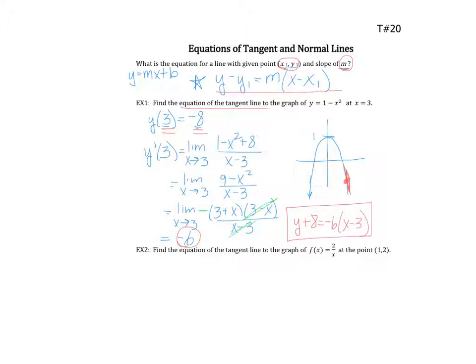Now, granted, if it's multiple choice and they had it in mx plus b, then yes, I'd mess with it. But on free response, know when you can stop, and stop right there. So the equation of this line is this equation right here. Cool? So cool. So you try example 2.